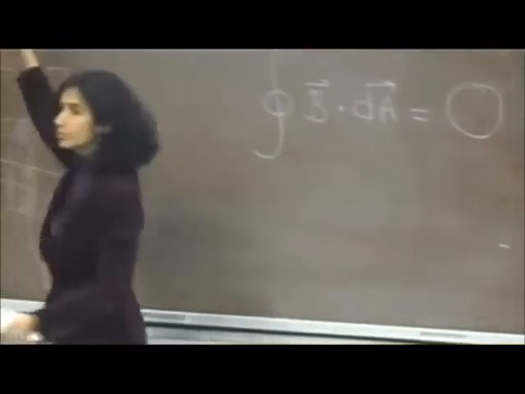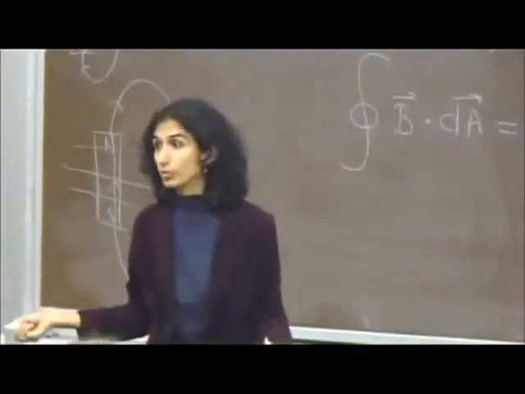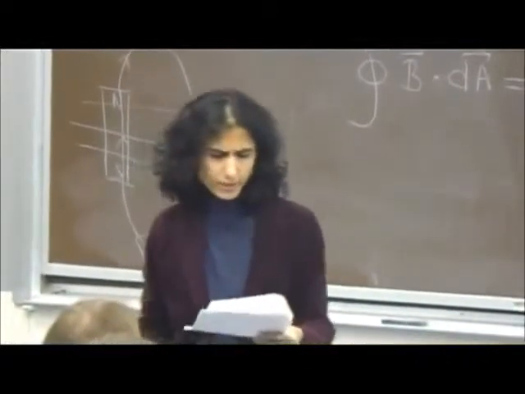So basically the correct answer here is Gauss's law of magnetism, which says integral B dot dA is equal to zero. Magnetic field lines will always form closed loops. There is no isolated north or south pole. All right, let's look at the next question.